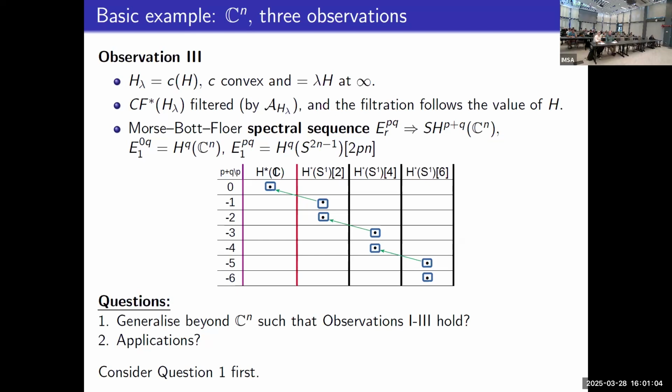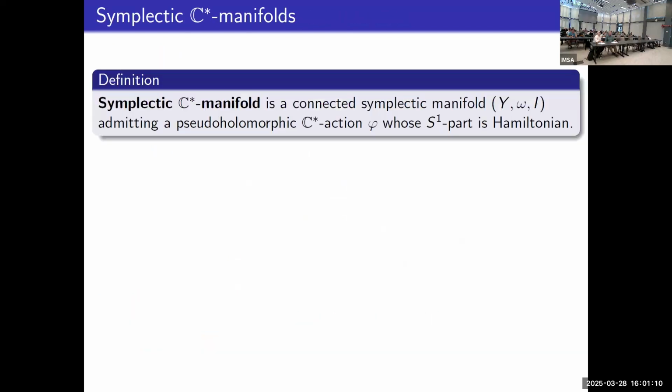Okay, so let's think about how much we can extend this C* to the end. So what are the good conditions for multiplicity? Then we get to this definition of a symplectic C*-manifold. I guess the name already says so: it's symplectic and it has a C* direction.